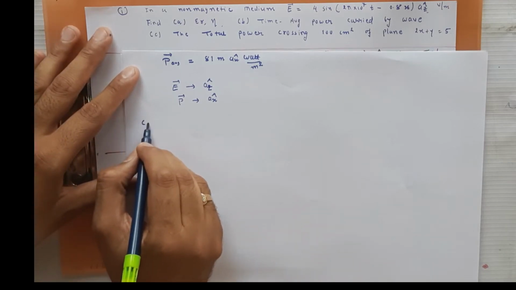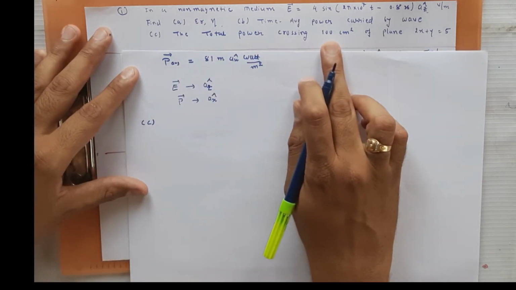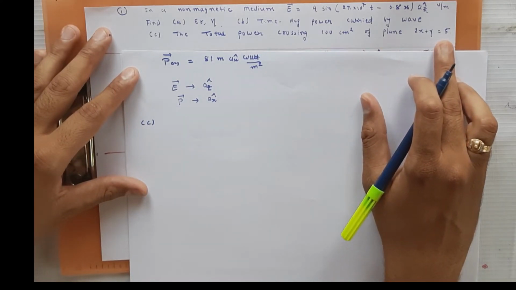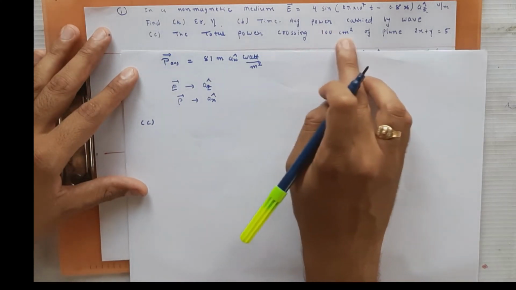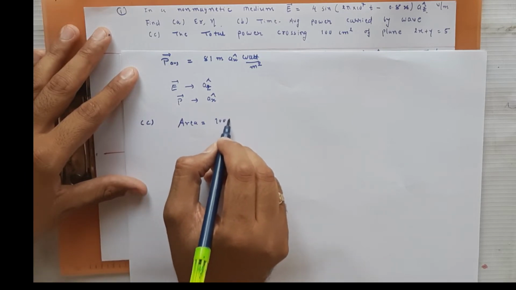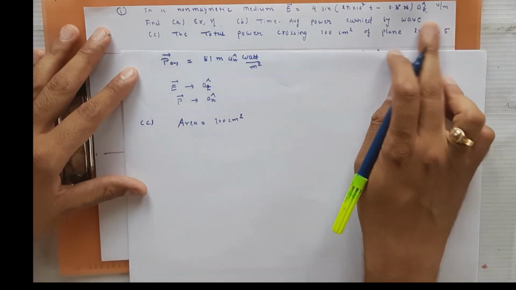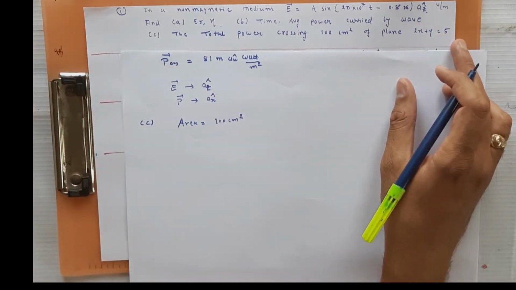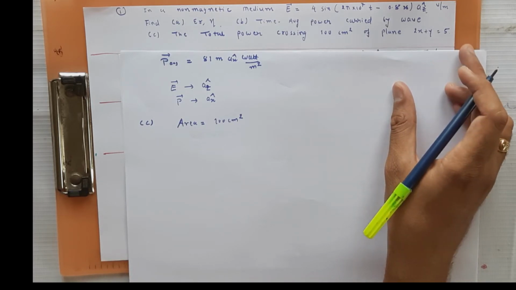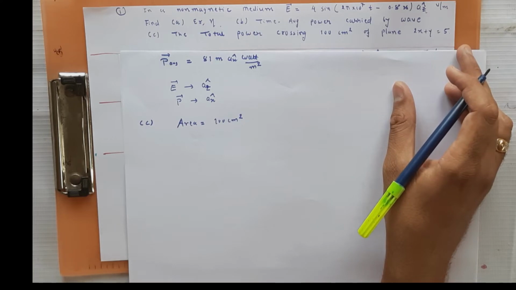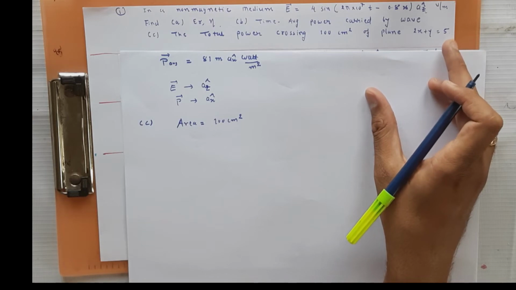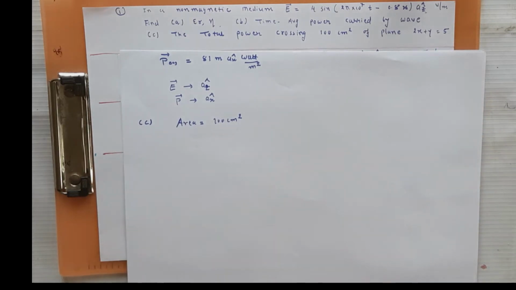Next, number C: the total power crossing 100 centimeters square of the plane 2x plus y equals 5. Here the area of the plane is given, which is 100 centimeter square, and the plane is also given, 2x plus y equals 5. It is actually the equation of a plane. This plane is present for z equal to 0, so the z term is not there, only the 2x plus y equals 5 term is there, and this is the area of the plane, 100 centimeters square.